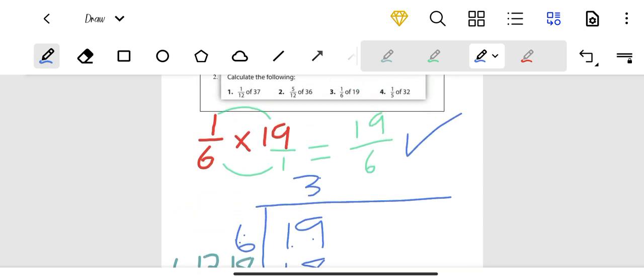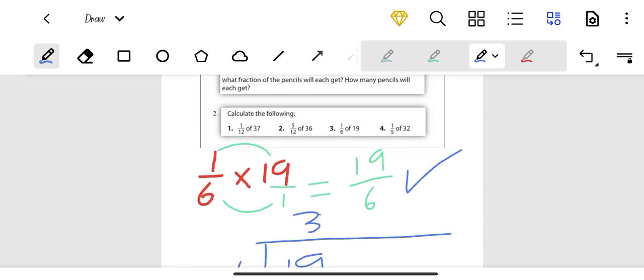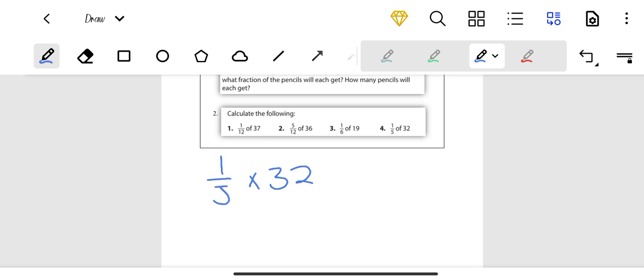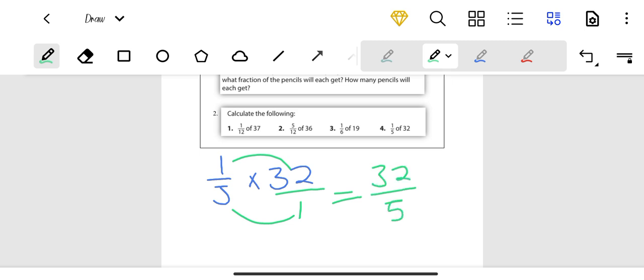Okay, so let's see. Number 4 says 1 over 5 of 32. So let me just remove that. So we have 1 out of 5 of, we multiply by 32. The next thing that you do, you divide by 1, that by that, that by that, which is equal to 32 out of 5. Can we divide that by that? Let me see something. We can just leave it as it is. I hope this made sense.